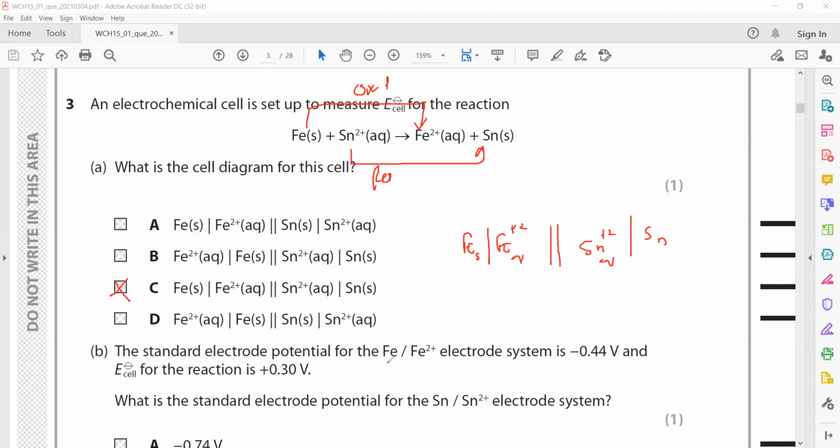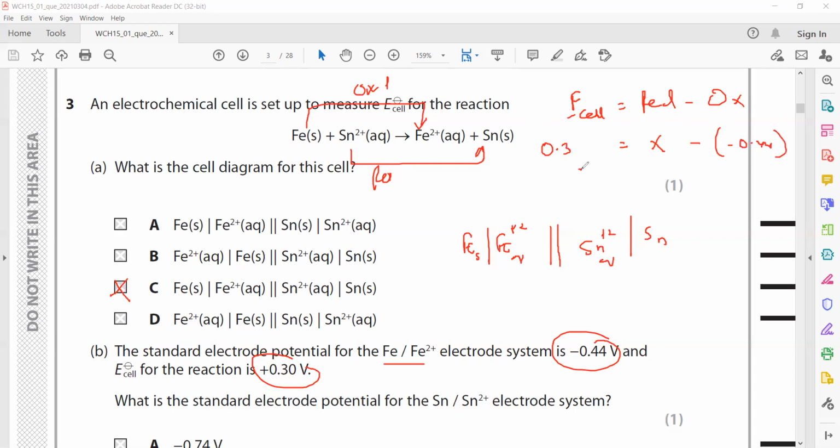The standard electrode potential for iron(II) to iron is minus 0.44, and the electrode potential of the cell is 0.3. What is the standard electrode potential for tin? So according to this cell, iron is oxidized and tin is reduced, and to get the electrode potential of a cell, it is reduction minus oxidation. So the electrode potential of the cell is given as 0.3, reduction for tin is unknown, minus the oxidation electrode potential, which is given as minus 0.44.